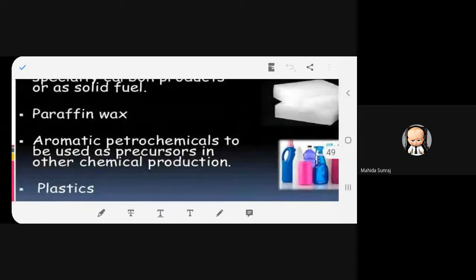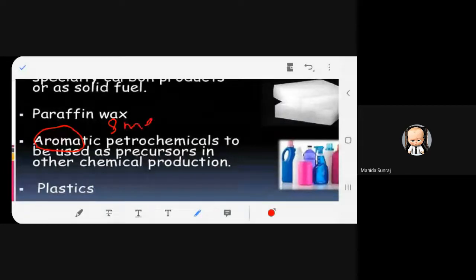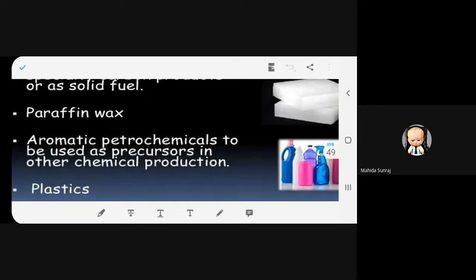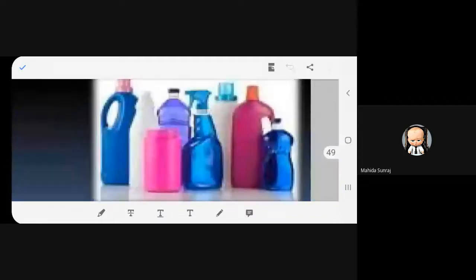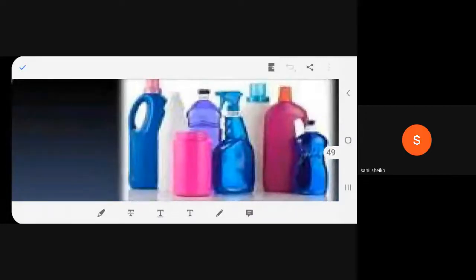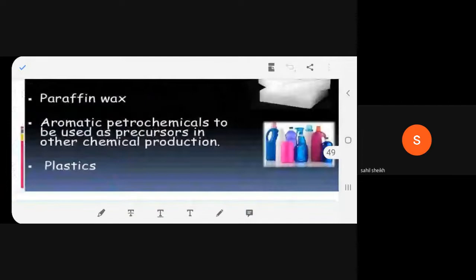Third is aromatic petrochemicals. What is aromatic? It has a smell, aroma. Aroma is related to smell, a good smell. Petrochemicals are used for making other chemicals. You can see here, these are all chemicals made from petrochemicals. And the last one is plastics. You make plastics out of petroleum.